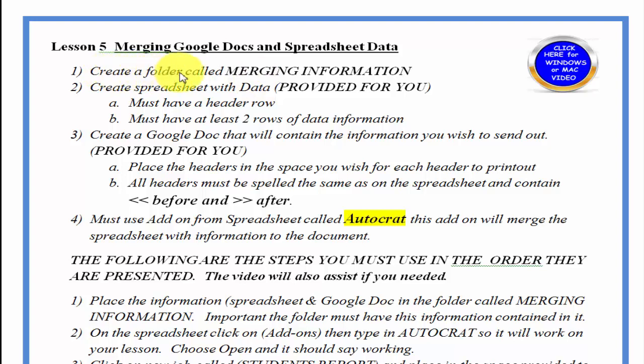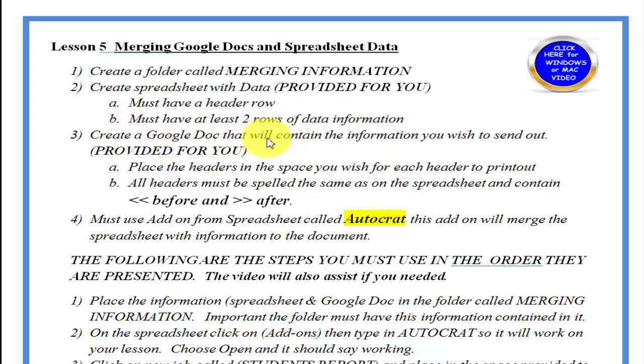Now you are going to create a folder called Merging Information. Next you're going to create a spreadsheet with data. I've already provided that for you. Make sure you upload it into this folder. Now the spreadsheet must have a header row, and I've done that, and you must have at least 6 rows of data information. I have provided that.